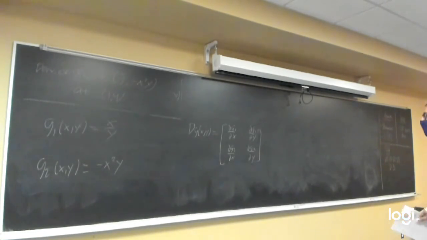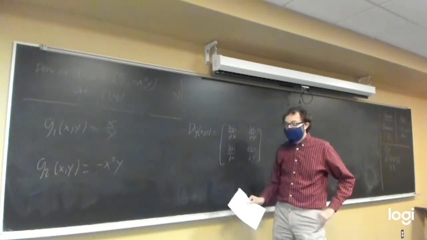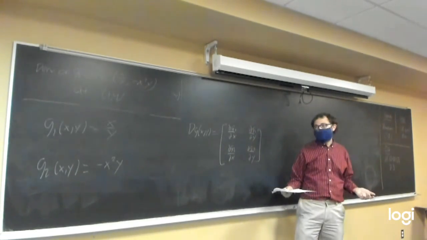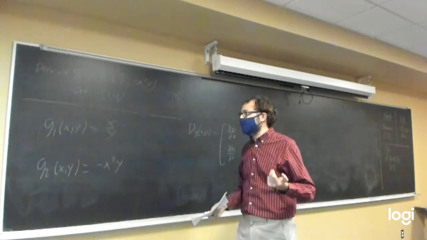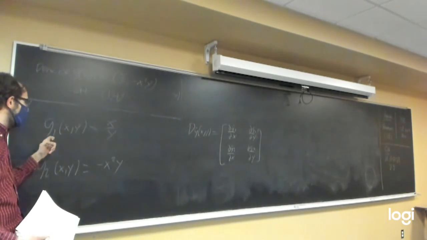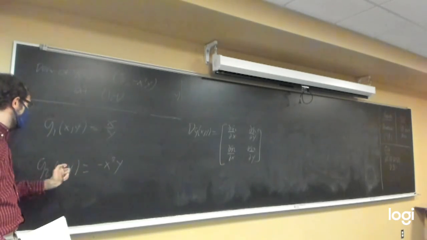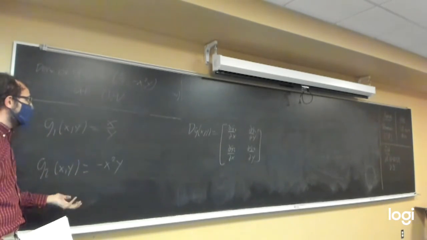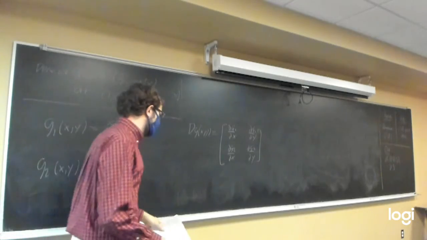So it sounds like the conversation sort of died down. It looks like everybody was on the same page of taking our function g, breaking it up into 2 component functions: g1 of x comma y, which is just x over y, and g2 of x y being equal to negative x squared y.